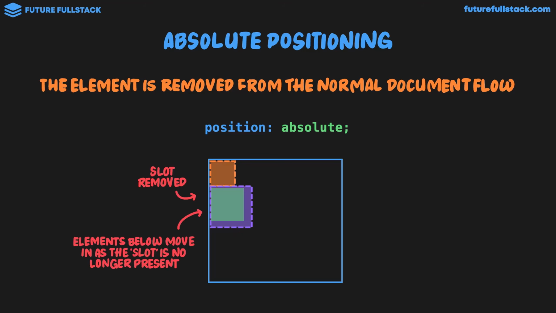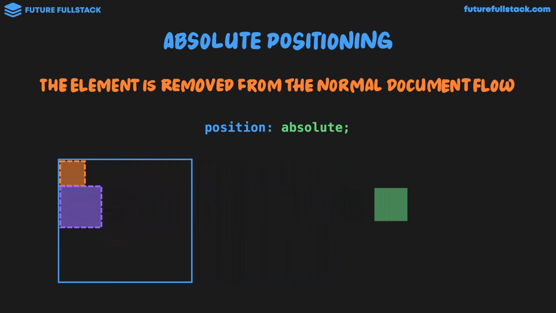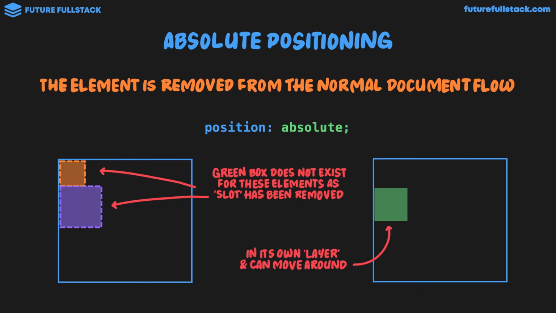So just like relative positioning, our green element is in its own layer now. Where in our first layer, the green box does not exist for these elements as the slot has been removed. The green box is in its own layer and can move around, using the same offset properties.